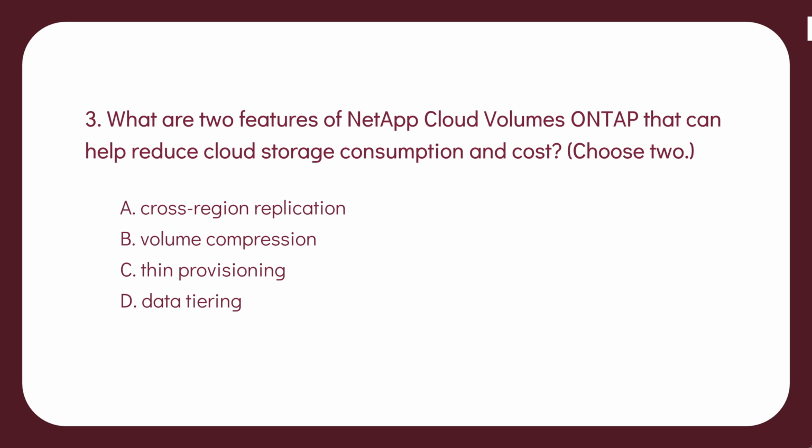So, the correct answers are: thin provisioning helps save space by only using what you need instead of wasting storage. Data tiering moves less used data to cheaper storage, cutting down on costs while still keeping data accessible.